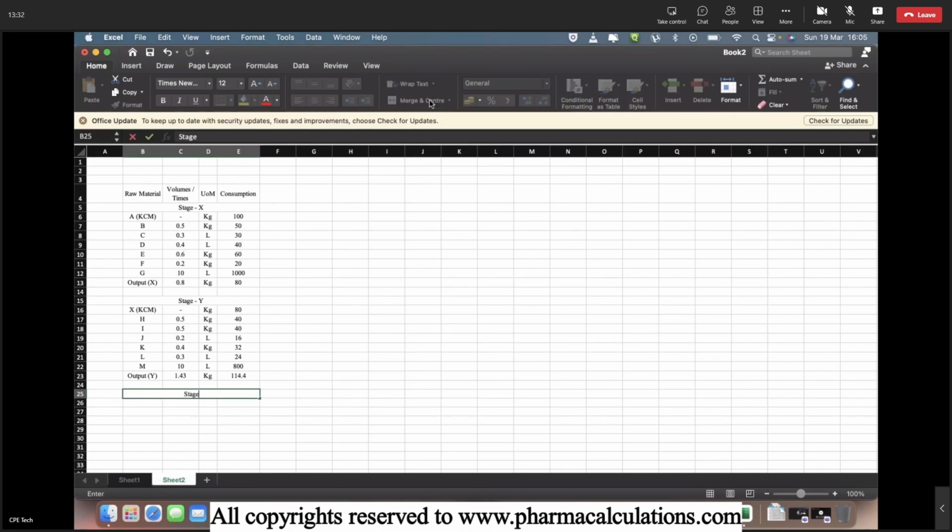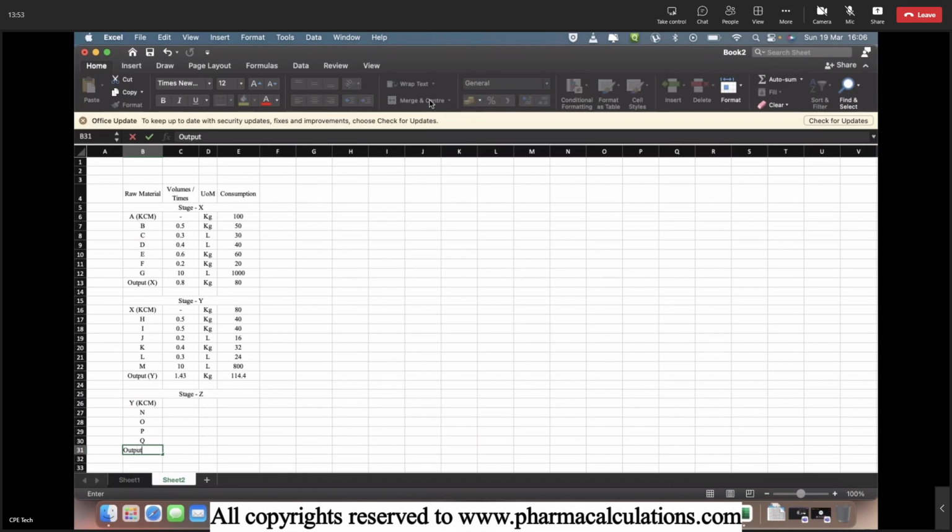So this is the final stage. So we are going to refer to this as the API. Okay, Y, and the output is going to be Z. Let's make a note of these ratios. Most of the raw materials are going to be in kgs. The solvent is going to be in liters. The output is going to be in kgs.